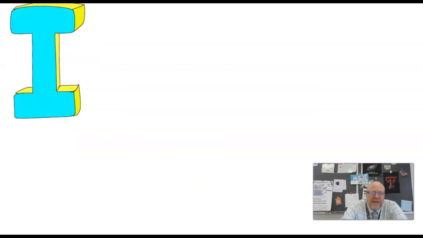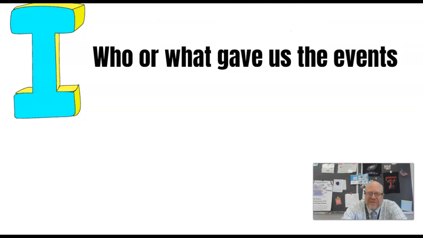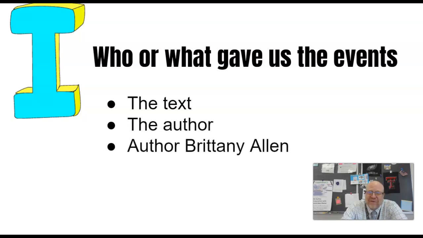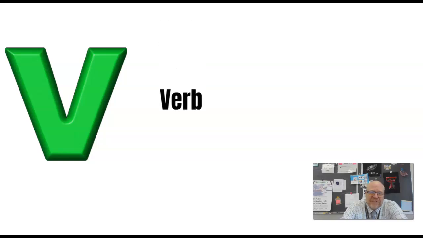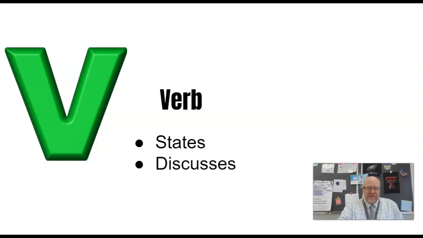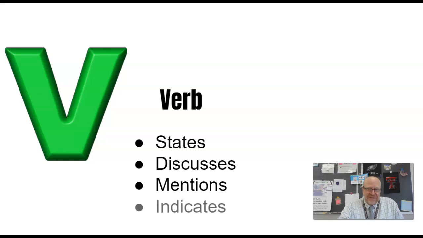All right. I is the indicator. Who or what gave us the evidence? Is it the text, the author? In this case, author Brittany Allen, whom we're working with, or her last name: in fact, Allen writes. The character, is it Owen? Is he saying something? Is it Dell? You need to let the reader know. V is the verb, present tense. Use a verb to show what it's saying. If the author says something, the character says, character states. If the author's discussing, they discuss, mention, indicate. Good strong verbs.